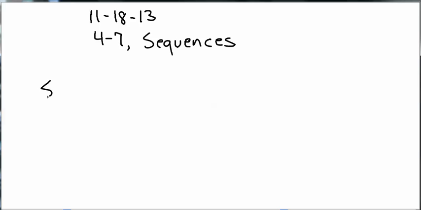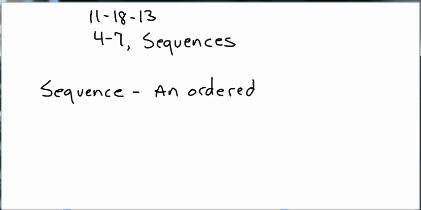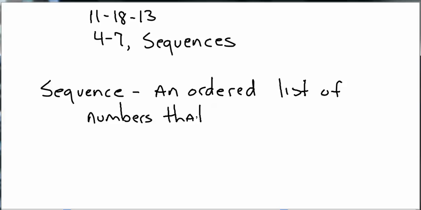Sequence. What's a sequence? A sequence is an ordered list of numbers that form a pattern. Each number in the list is called a term of the sequence.